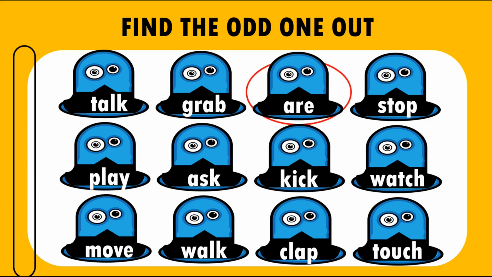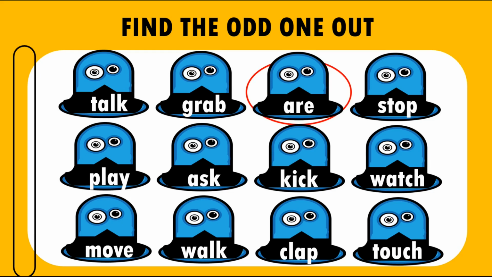So the odd one out is the word are, A-R-E. Let me tell you something, guys. If you look at the verbs, we have talk, we have grab, we have play, we have kick. All of these verbs are action verbs. The verb are is an auxiliary verb, so that is why it's the odd one out.